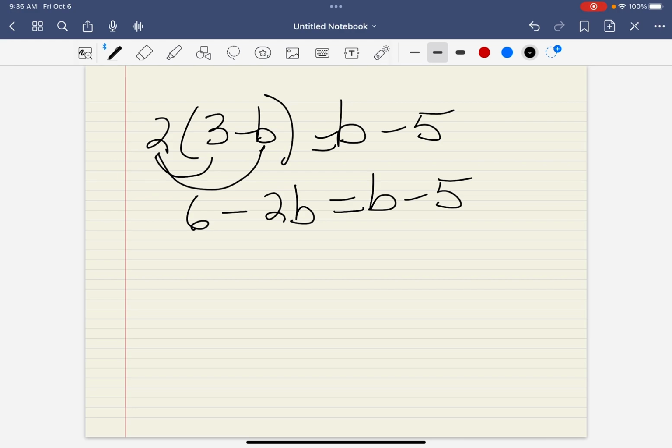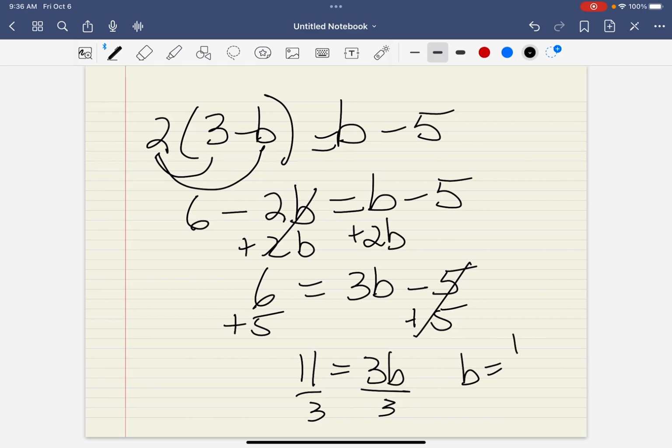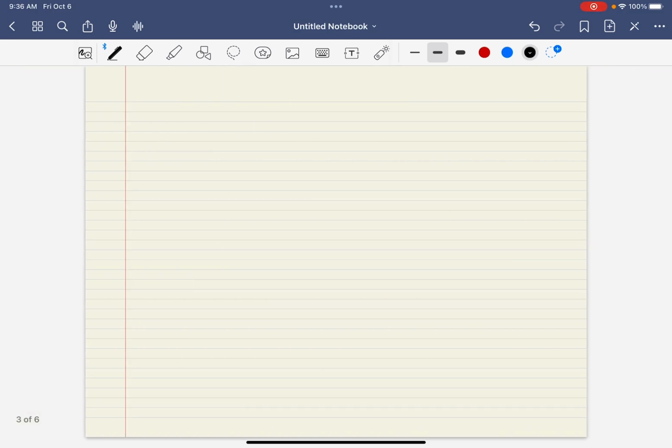So remember, we want to try to keep the variable positive. So I would add 2b to both sides. So that'll be 6 equals b plus 2b is 3b minus 5. And then add 5 to both sides. So that's 3b is equal to 11. And then the last thing we do is divide by 3. So b is equal to 11 over 3. So it just added one more step. We have to get rid of the parentheses first.